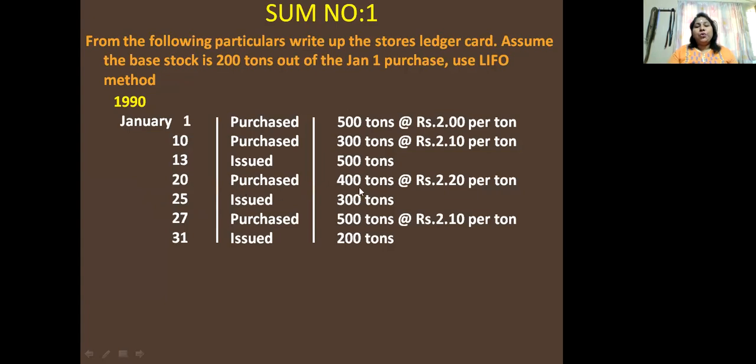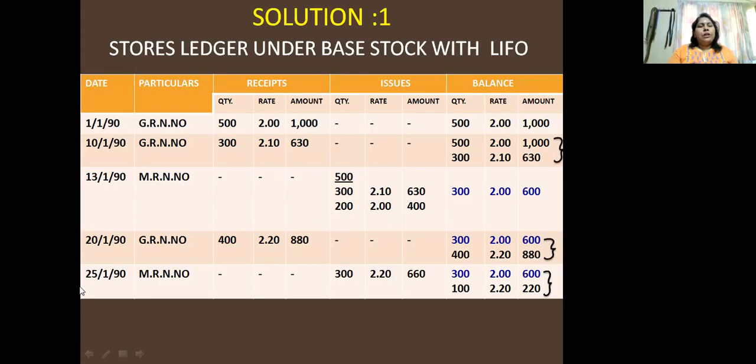25th January, issued 300 tons. So 25th January, MRN number. So put nil in the receipts column, and in the issues column, 300. I have to look into the last lot of the previous date balance column since it's the LIFO method. So the last lot is available to the extent of 400, but I need only 300. So I will use the last lot itself at the rate of 2.2. So 300 into 2.2, 660.